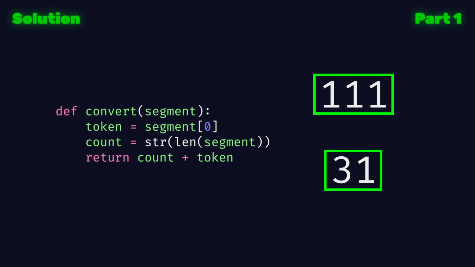Then, for the second part of the algorithm, we need to convert every segment to its new read-aloud version. In this simple function, we just take the first character of our segments as the token, which will be the thing that we are counting. Then, the length of the segment is how many of those tokens there are in the segment. So, for example, 1-1-1 becomes 3 1s, where 3 is the count and 1 is the token.